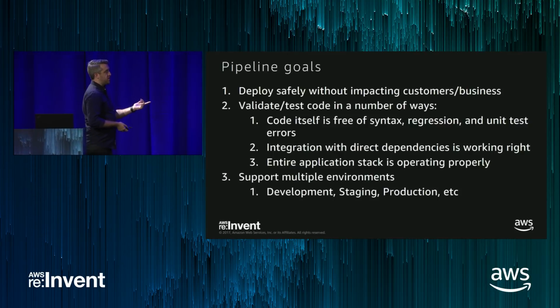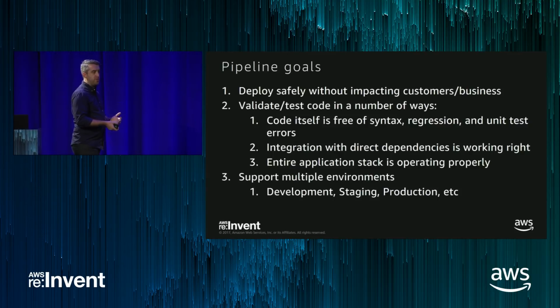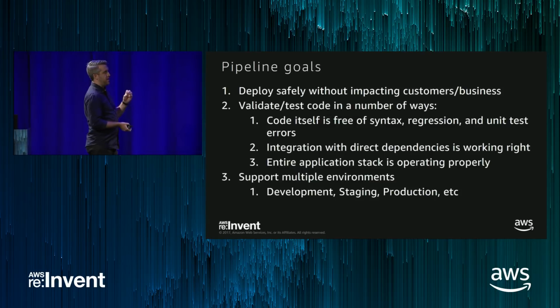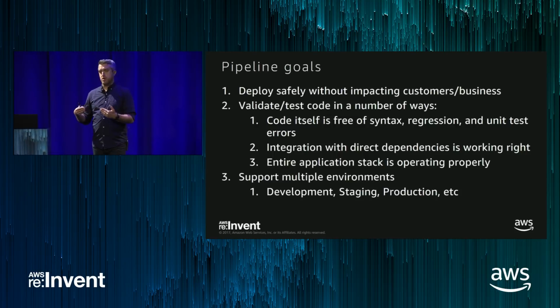We want to validate and test our code in a number of ways across this pipeline. So we want to make sure the code itself is free of syntax issues, basic coding mistakes. Ideally, peer review helps catch that, but it's also good to have automation in place to help with that. We want to make sure that integration with direct dependencies is working right. So in this new world of microservices, you have a lot more communication coming in from independent services that might exist.